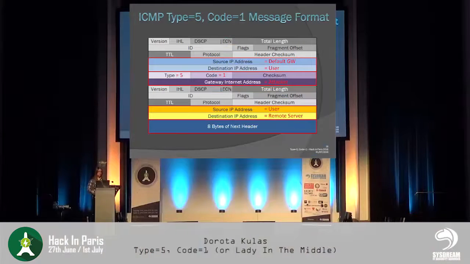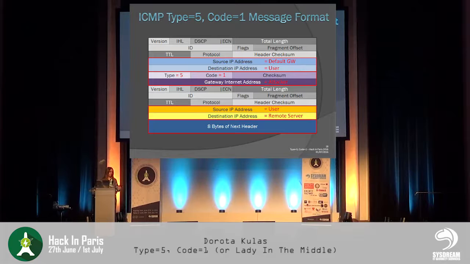And we will focus on just a few fields here. So the source IP address of the IP datagram that will be sent from our attacker box would be the default gateway IP. You need to know that. But typically, it would be the same gateway if you are on the same subnet. You, as an attacker and user, would have the same IP address for the default gateway.